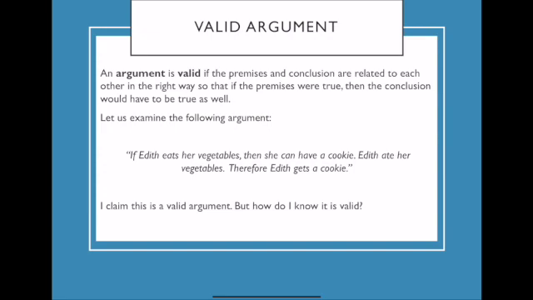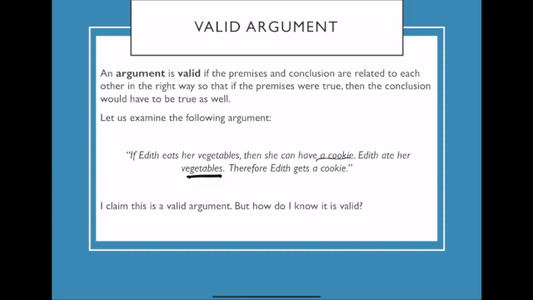So I say this is a valid argument, right? It makes sense if we're thinking through it as a sentence, language-wise, right? She eats her vegetables, she gets a cookie. She ate her vegetables, therefore she gets a cookie. But how do I definitely know this is valid? We can show this using deduction.